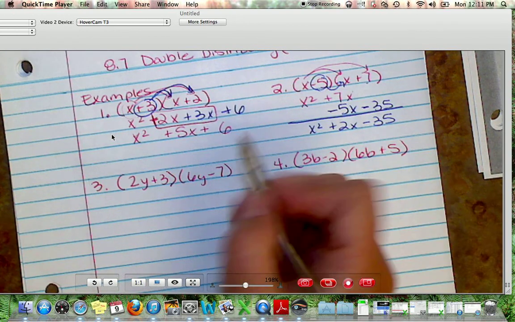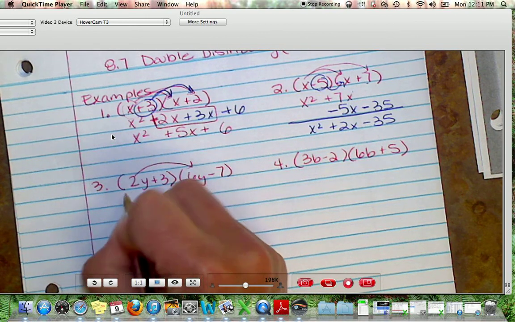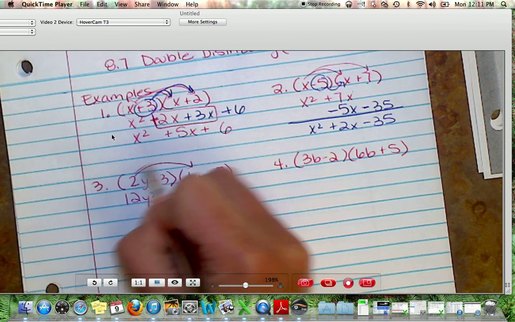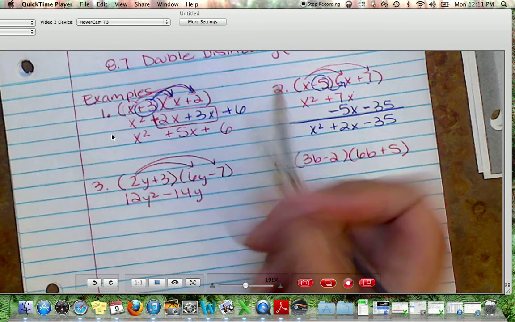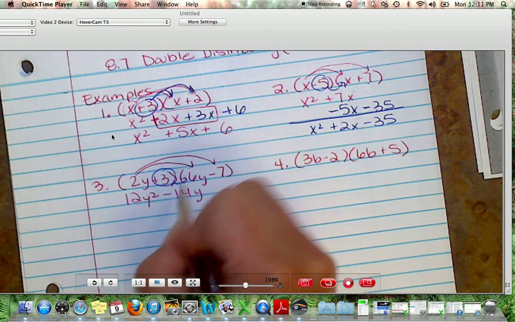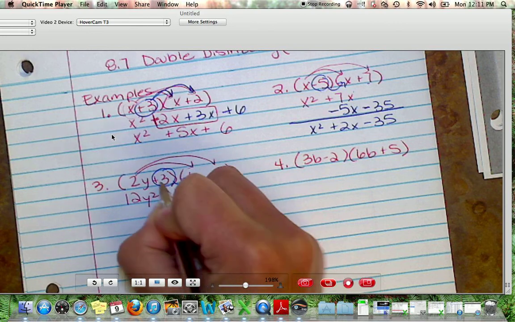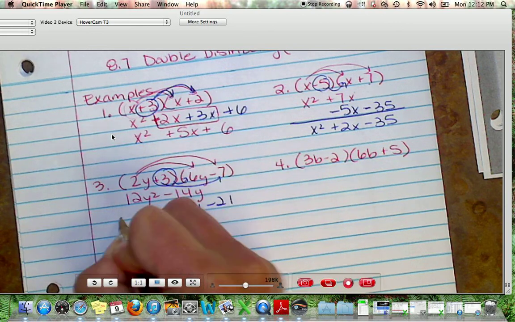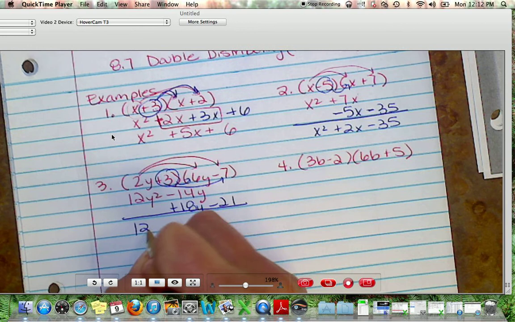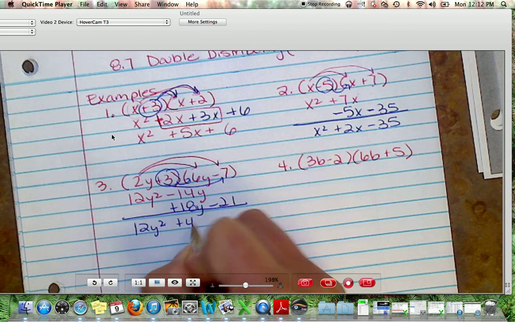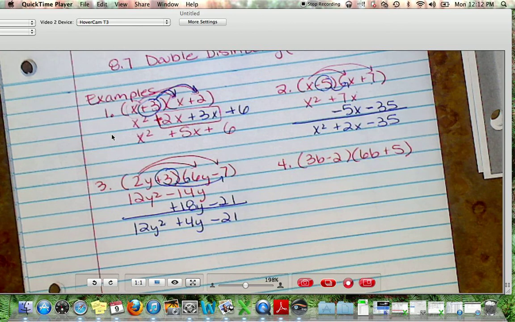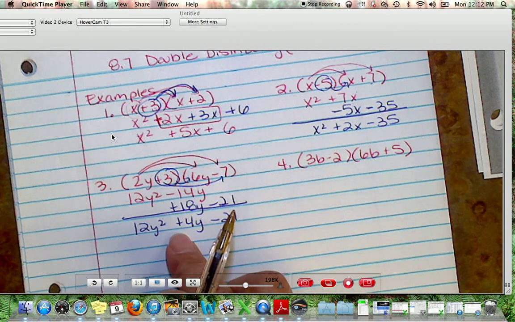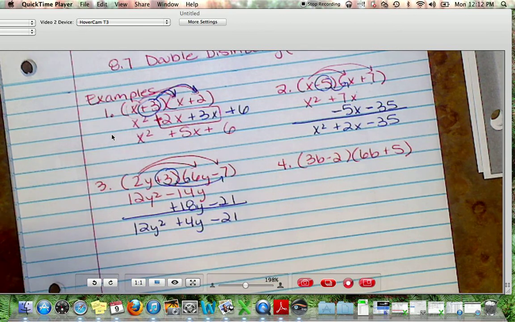All right, so let's give it a shot. I've got 12y squared minus 14y plus 18y minus 21. So I get 12y squared plus 4y when I combine those, minus 21. How'd you do? And if you wrote it horizontally, of course you're going to get the exact same answer. It doesn't matter if you stack or do it horizontally.